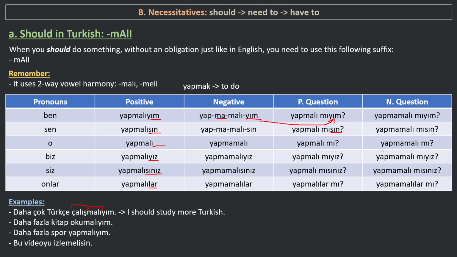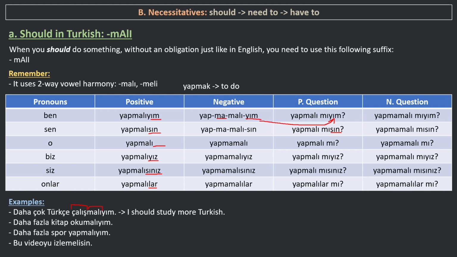And then let's see your examples. Daha erken yatmalıyım. I should go to bed, I should go to sleep earlier than usual. Mutfağı daha sık toplamalıyım. Toplamalıyım. Toplamak, topla, is the stem of the verb. It means to tidy up in this context. You know, when you put things in their place, when you tidy, I'm not sure. When you clean your room, you should use toplamalıyım.